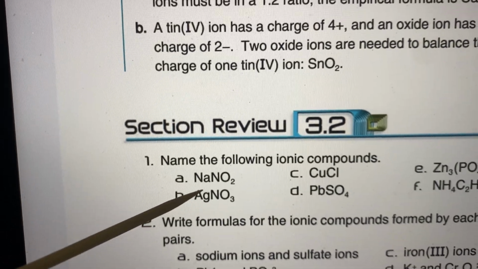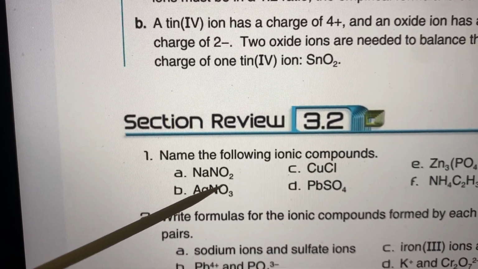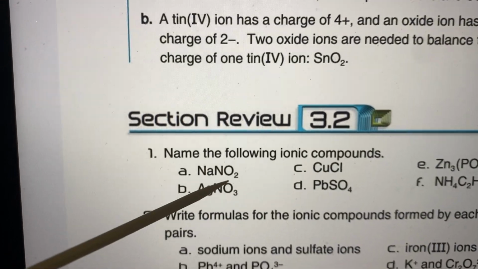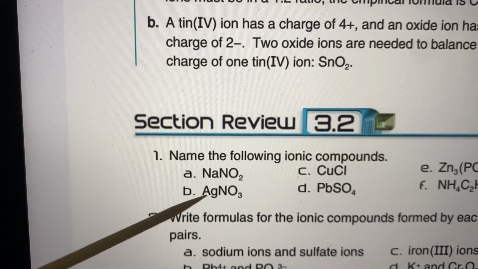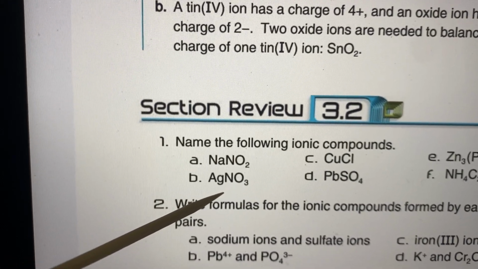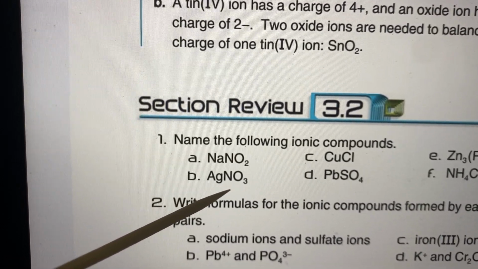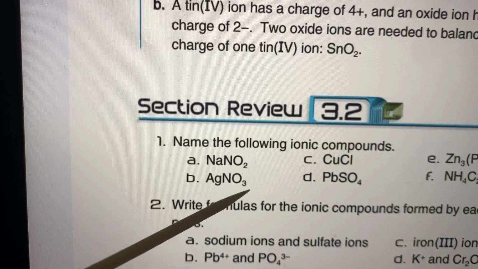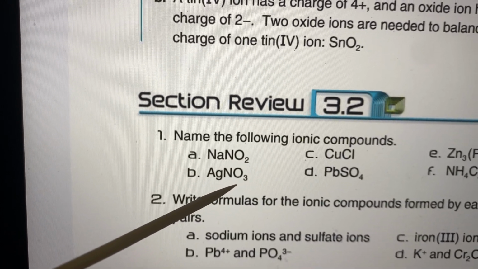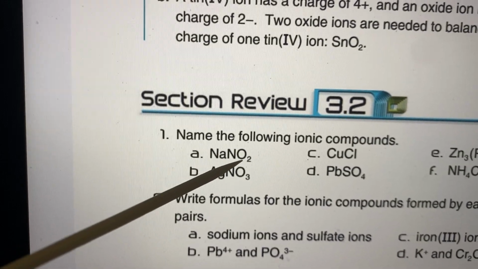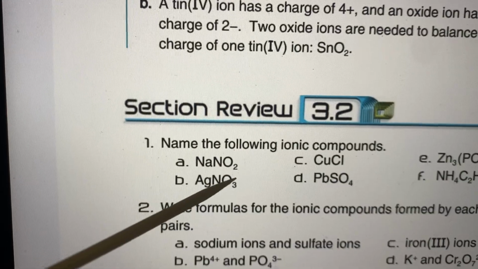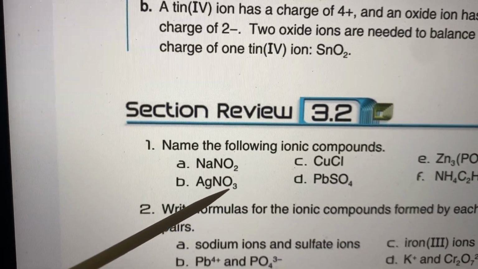You see this first, it would be Na, which would be sodium, NO2, and you look on your chart and this NO2 is going to be nitrite. So you're going to have sodium nitrite. The next one is Ag, which is silver. And so NO3 is different than NO2 on your chart. So NO3 is going to be nitrate. This one's nitrite, and this is nitrate, okay?